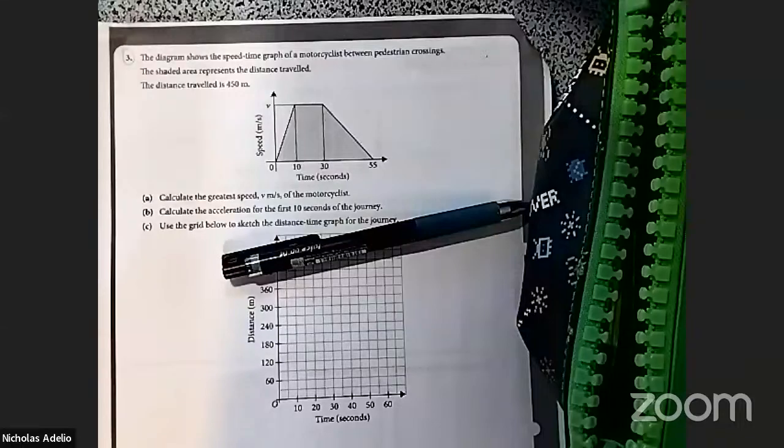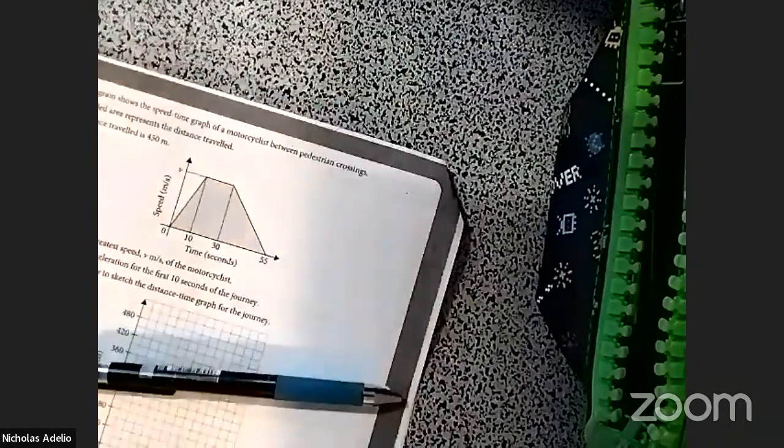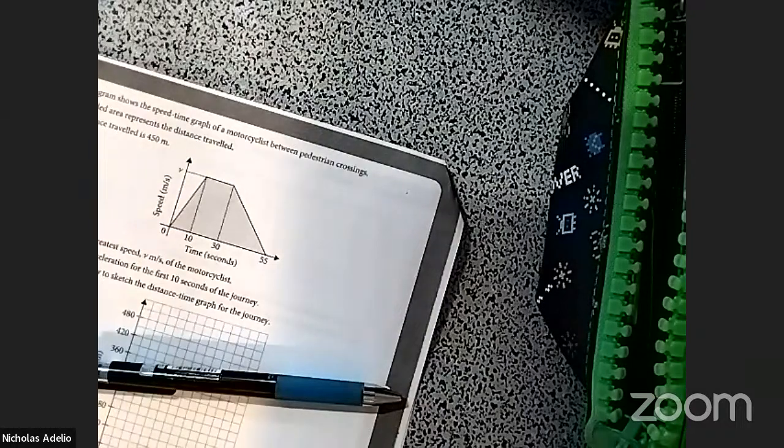Look, calculate the area. It has a shape, right? Tell me what's the shape? Come on, trapezium. It's a trapezium, I forgot the specific term. Trapezium. Yeah. Okay, this is a trapezium.